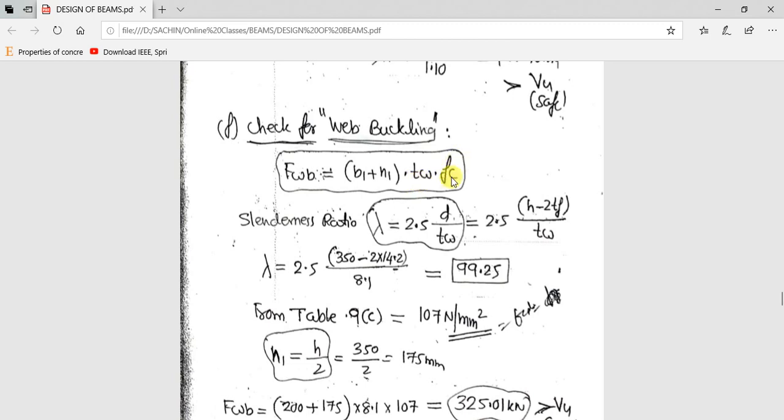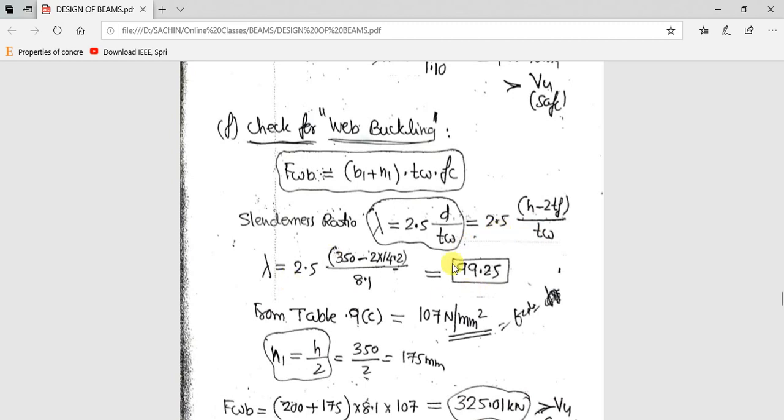The only thing I have to calculate is FC. We will be getting this from table 9C. If you refer to table 9C, you have the various values there for various slenderness ratios. So first you have to calculate the slenderness ratio. Lambda is 2.5 times D by TW. How to calculate D? It is the height of the web portion, which is nothing but H, the overall height, minus 2 times the thickness of flanges, divided by TW.